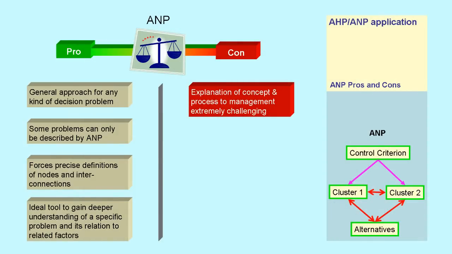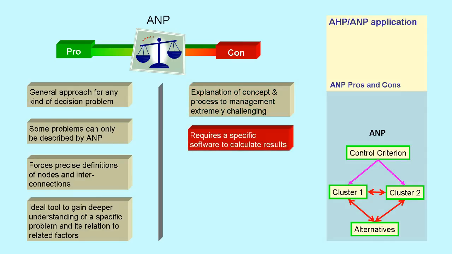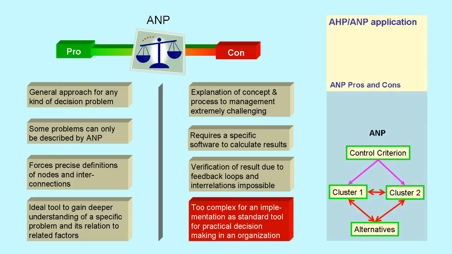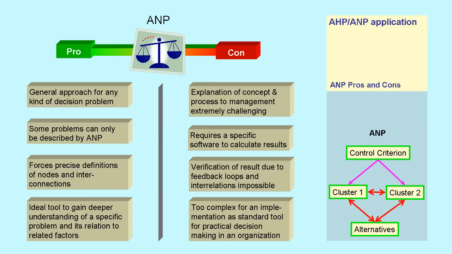Another problem of ANP is the requirement for a specific software to calculate the results. Though free and commercial software packages are available, you have to become familiar with user interface and operation before you can start to use them for the method. Due to the complexity of a network model incorporating feedback loops and interrelations, a verification of the result is not really possible. As a summary, ANP is too complex for implementation as a standard tool to make practical decisions in an organization.